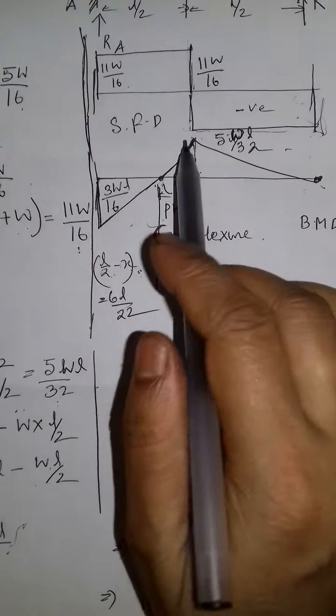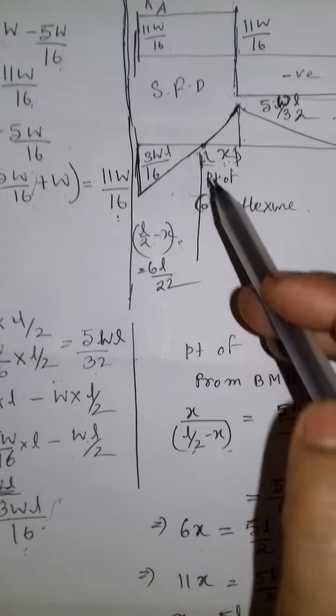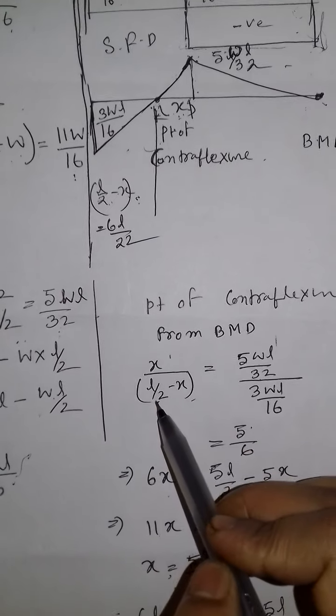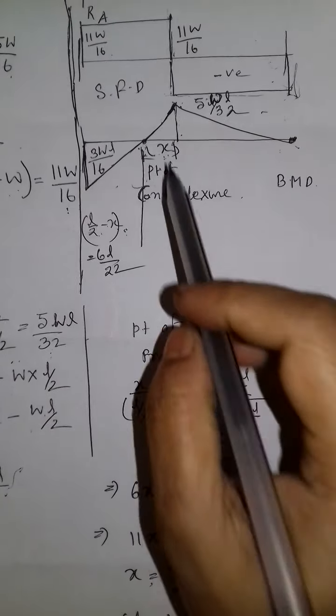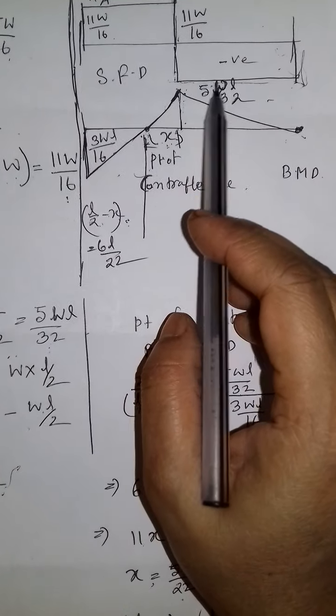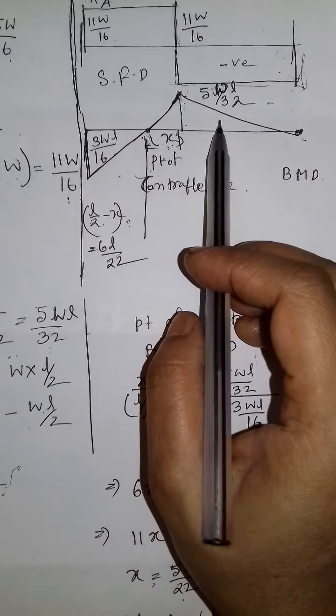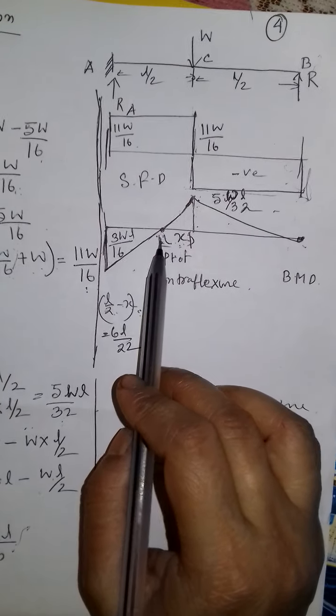So this is a similar triangle. So we can write x by L by 2 minus x. At this point the intensity is 5WL by 32. Here it is 3WL by 16. So from that we get x is equal to 5L by 22. This is the distance of the point of contraflexure from the load W.